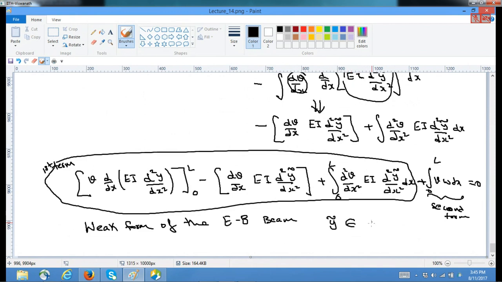y belongs to C2. Not only that, v should belong to H2. That means not only is it differentiable, but when I do some integration like this, it has to be finite. If it becomes infinite, then this integral term has no meaning, because infinite forms cannot be recovered. And v and dv by dx should be 0 when y or dy by dx is specified.